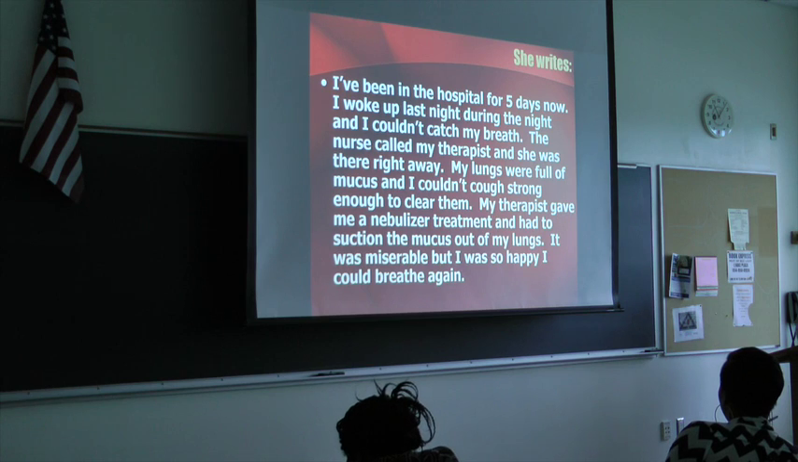I've been in the hospital for 5 days now. I woke up last night during the night and I couldn't catch my breath. The nurse called my therapist and she was there right away. My lungs were full of mucus and I couldn't cough strong enough to clear them. The therapist gave me a nebulizer treatment and had to suction the mucus out of my lungs. It was miserable. I was so happy I could breathe again. Apparently, the mucus was so thick it blocked all her airways and she couldn't clear it.